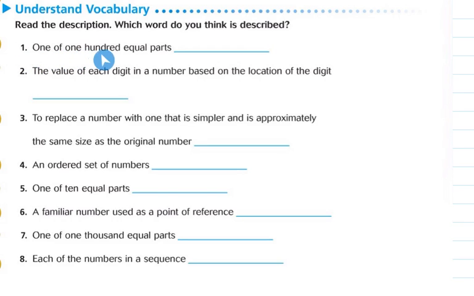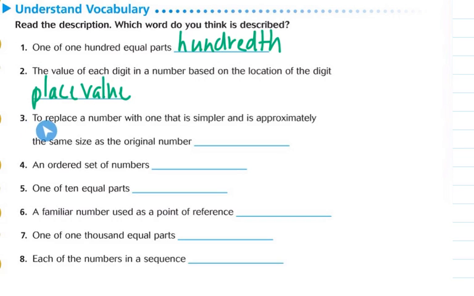1 of 100 equal parts is a hundredth. 2. The value of each digit in the number based on the location of the digit is place value. 3. To replace a number with one that is simpler and is approximately the same size as the original number is to round.